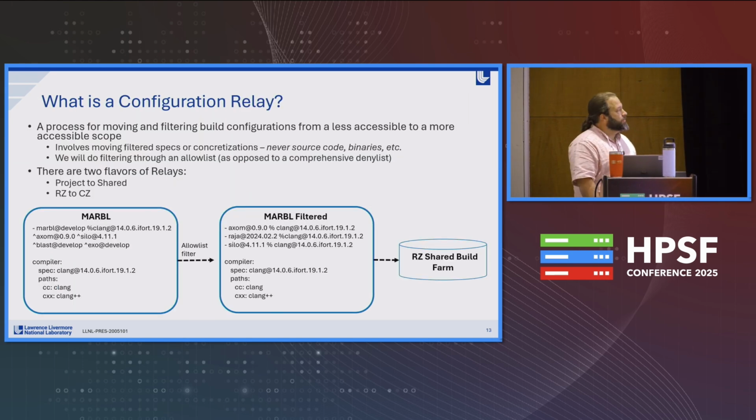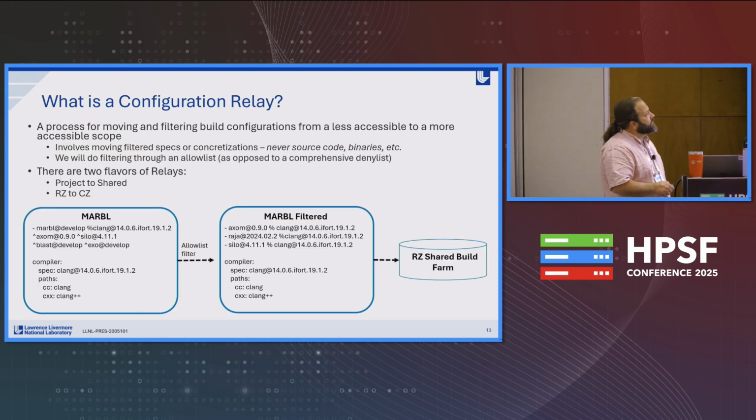So what is a configuration relay? It's a process for moving and filtering these build configuration relays. I feel like I've said this a lot. It's never source, never binaries. We do filtering through an allow list. So you can imagine, it's not really important.